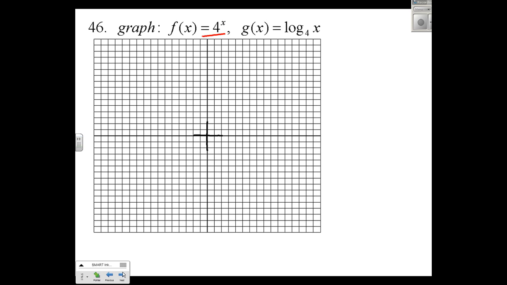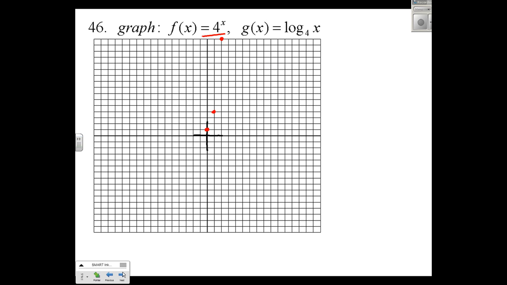By that I mean, if I put in 0, 4 to the 0th is 1. So 0 gives me 1. Put in 1, 4 to the first, I get 4. Put in 2, I get 16. Just enough room up here. And this thing's growing like crazy now.